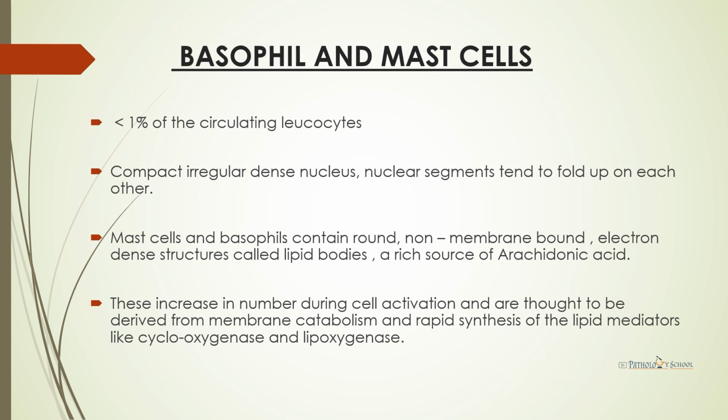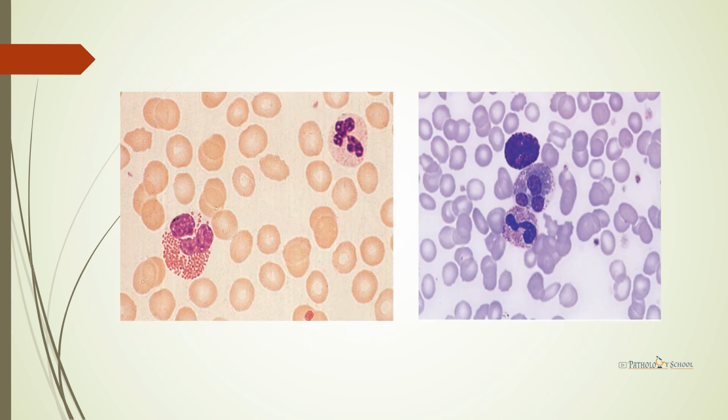The mast cells and basophils have round, non-membrane bound, electron dense structures called lipid bodies, which are a rich source of arachidonic acid. They increase in number during cell activation and are thought to be derived from membrane catabolism, and there is rapid synthesis of lipid mediators like cyclooxygenase and lipoxygenase products. These are the pictures showing the eosinophil, the neutrophil and a basophil, eosinophil and a neutrophil.